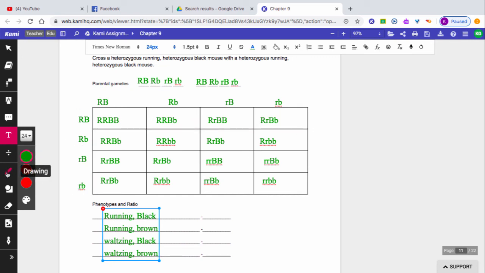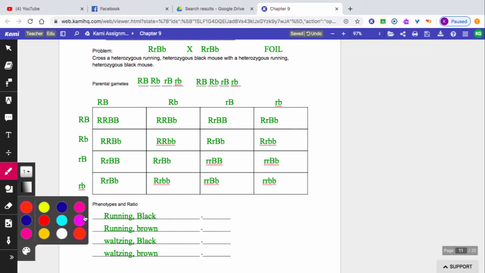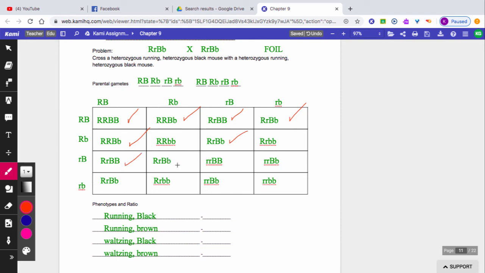Let me see if I can do it this way. Running black, 3, 4, 5, 6, 7, 8, and 9. So I have 9 running blacks. All right, now I'm going to use blue for the running brown. 1, 2, 3.